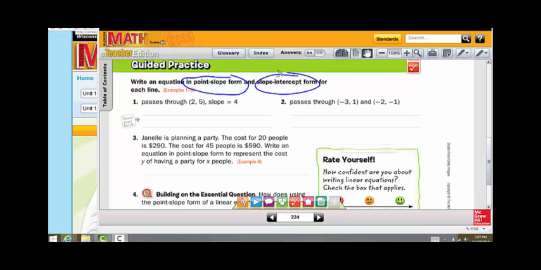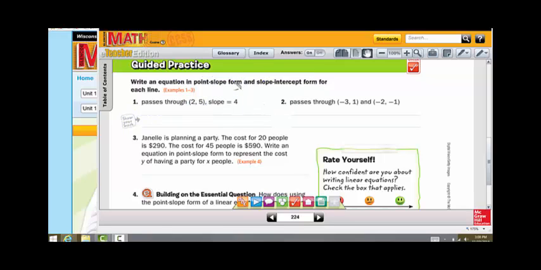So the first thing we're going to do is point-slope form because they are giving us a point and they're giving us the slope. So remember, it's just a matter of y minus the y value, which is 5. So y minus 5 equals the slope, 4, times the quantity x minus the x value. So that's x minus 2. And that's all we need for the point-slope form.